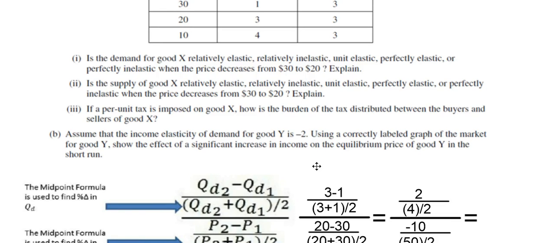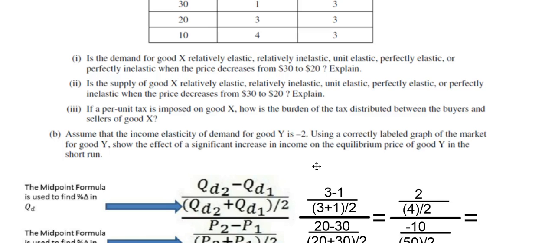So relatively inelastic because it's, no, I'm sorry, I said that opposite. Elastic, because the absolute value is over 1, so this is a good with an income elasticity that is relatively elastic, but it's also negative. And this is important when we think about income elasticity. So using a correctly labeled graph of the market for good Y, show the effect of a significant increase in income on the equilibrium price of good Y in the short run.